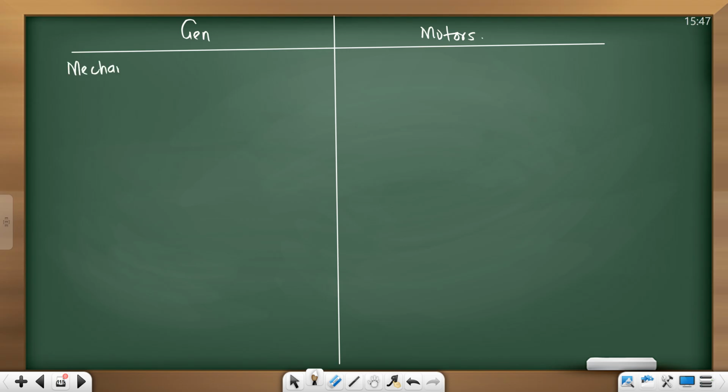Mechanical to electrical energy. Why motors talks about what? Electrical to mechanical energy. Let's see if we can do something in 5 minutes on these notes.